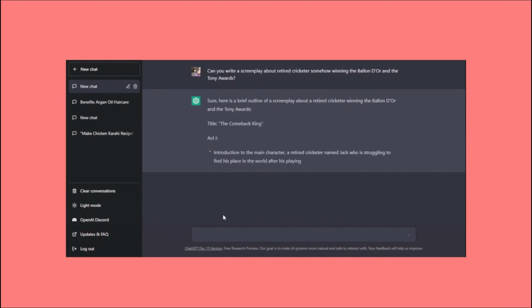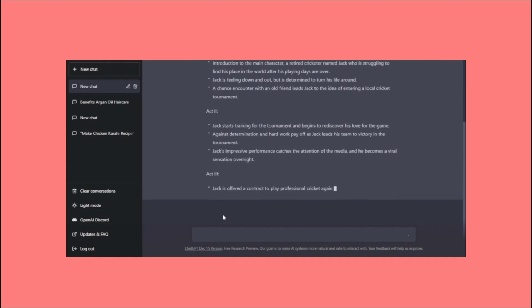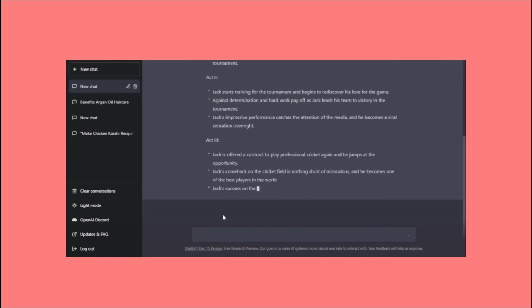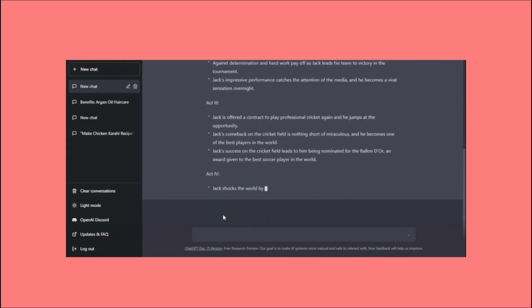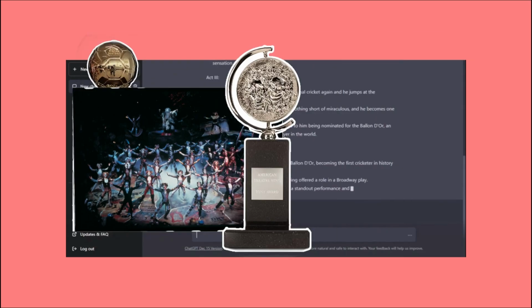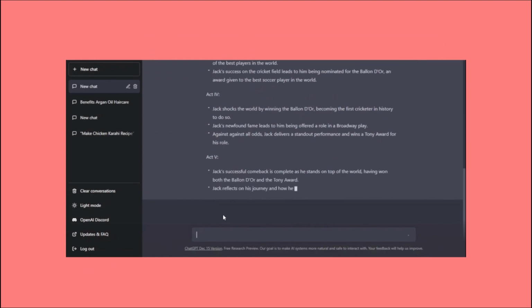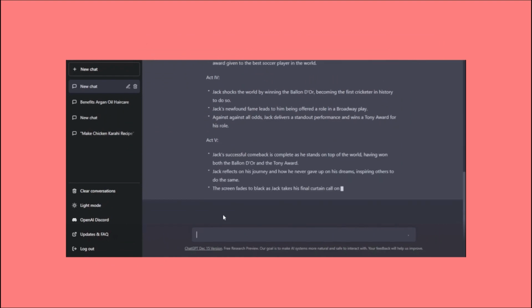So, in Act 1, it writes that our protagonist wants to join the world of cricket again. In Act 2, they join a local tournament. In Act 3, they start playing professionally again. And then, in Act 4, now this is where all the crazy things start happening. He wins the Ballon d'Or, he joins a Broadway play, and he wins a Tony Award. And in Act 5, it ends on a very inspirational and emotional tone.